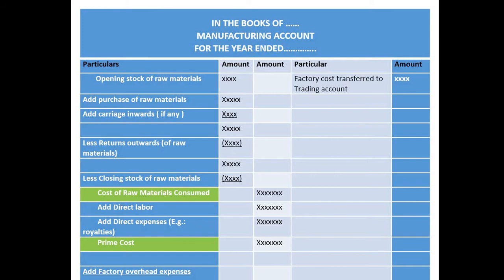We first start with the opening stock of raw materials. It's added to purchases of raw materials. We add it again to carriage inwards if given. We subtract return outwards of raw materials and subtract closing stock of raw materials. And the resultant figure becomes the cost of raw materials consumed or used. The cost of raw material consumed or used is further added to direct labor, direct expenses such as royalties, and what do we get? We get the prime cost.